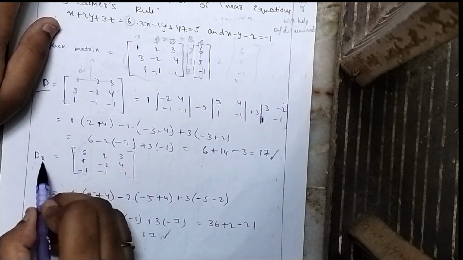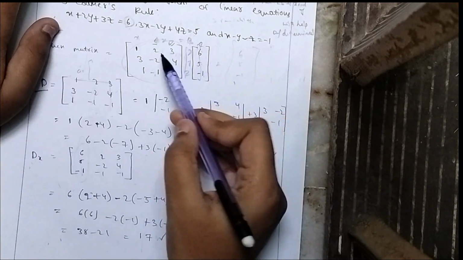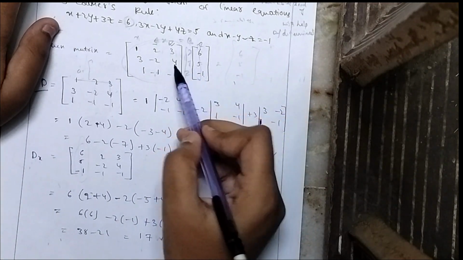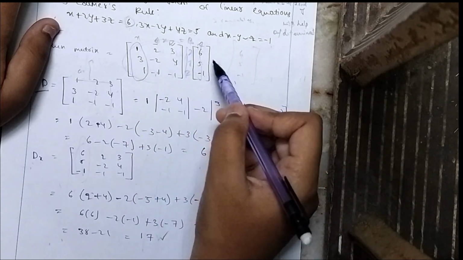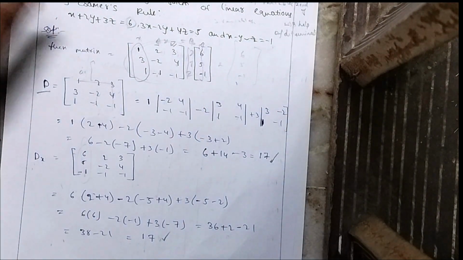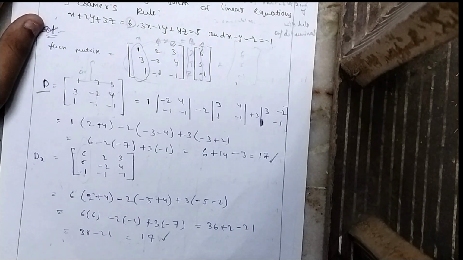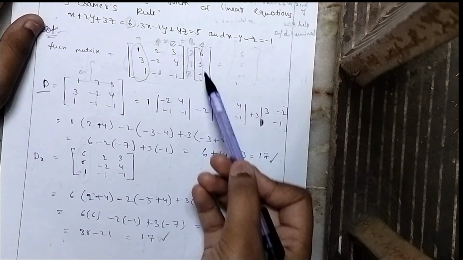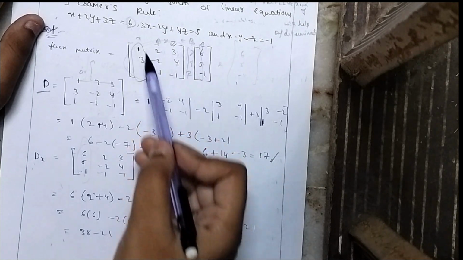Next, dx. Let us take this as dx. That means 6, 5, minus 1 and 2, minus 2, minus 1, 3, 4, minus 1. That means substituting these values 6, 5, minus 1, replacing. So now let us find this value dx. This is the formula of Cramer's rule. That means substituting this 6, 5, minus 1 in the place of x coefficients, first column.